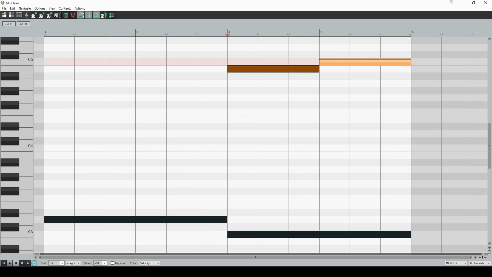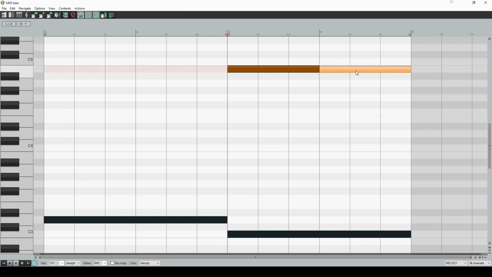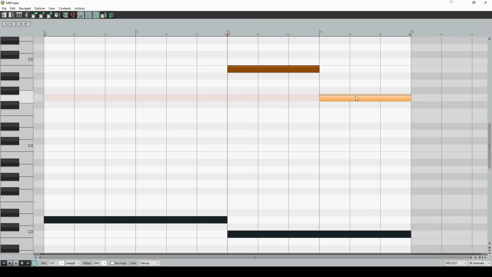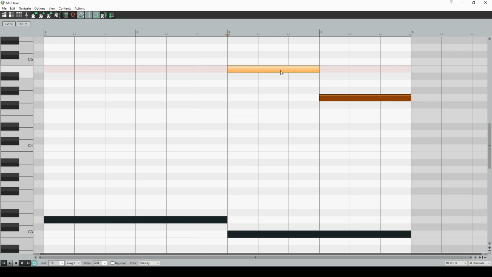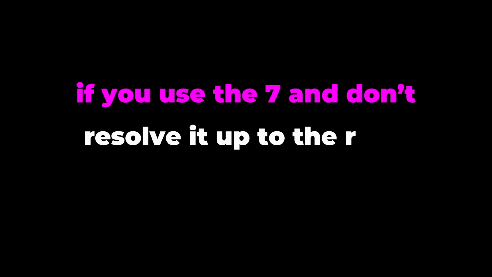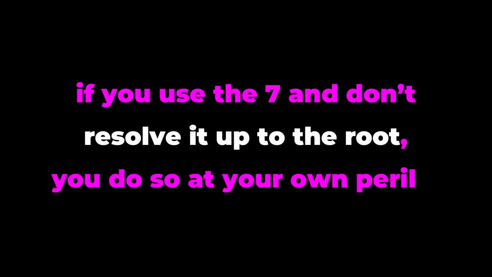Now, we love going against the stream and not resolving the 7, because taking it somewhere other than the root note creates incredibly strong emotions in the listeners. A warning though, those emotions will include shock. And while we make music purely for art's sake, we appreciate that you may actually want to build a career as a songwriter or producer. So that's why we do not include the 7 in our 2-4-6 melody rule. If you use the 7 and don't resolve it up to the root, you do so at your own peril.